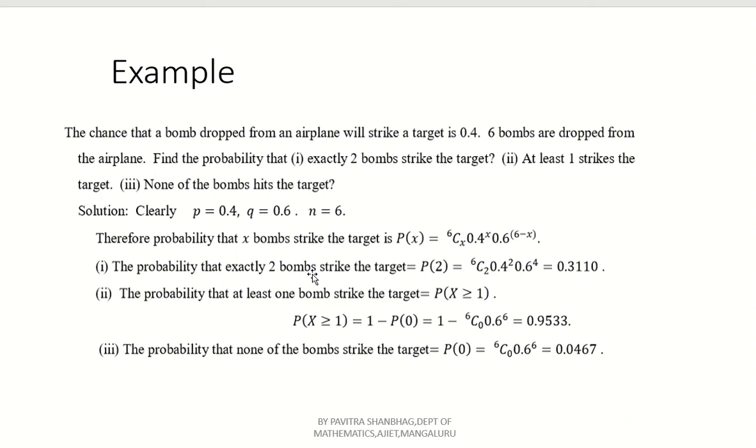Okay. Last one, none of the bombs hits the target. That means x equal to 0. Suppose the probability that none of the bombs hits the target, P of 0. That means 6C0, 0.4 power 0, 0.6 power what? 6 minus 0, which gives us 0.0467, right? This is the final answer for the given condition.